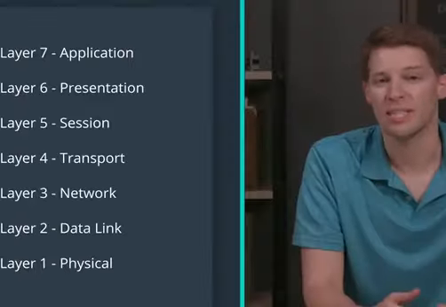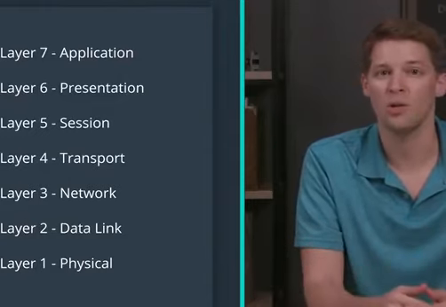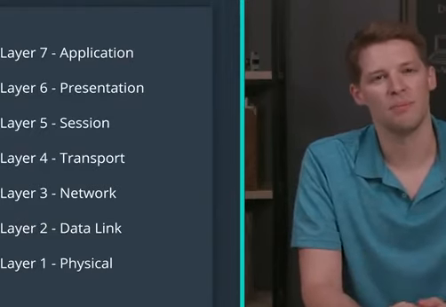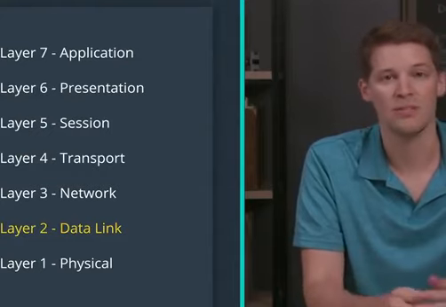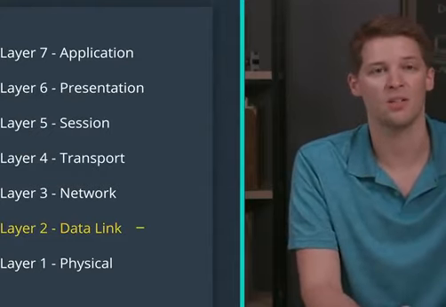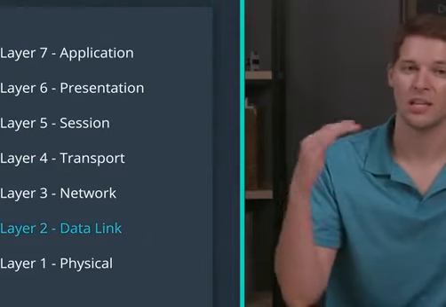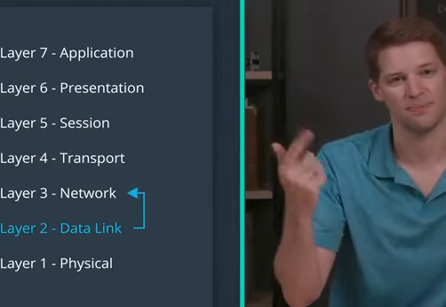Now, the layers must work together to transmit data from one device to another. However, each layer only needs to be aware of the layer directly above it and below it. For example, when data is being sent, the data link layer, Layer 2, receives data from Layer 3 and passes it on to Layer 1. Now, when that data is received on the destination device, Layer 2 will receive the data from Layer 1 and will pass it on to Layer 3.